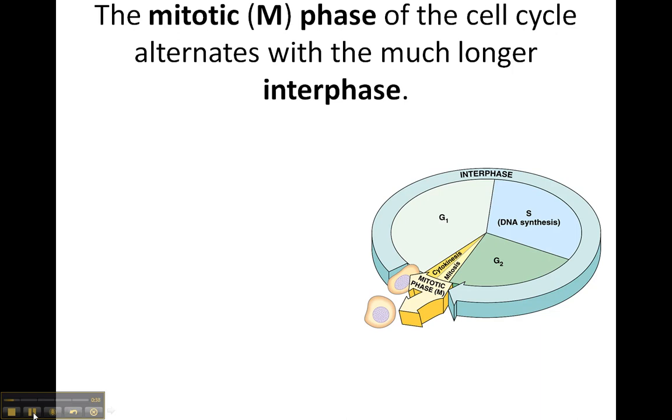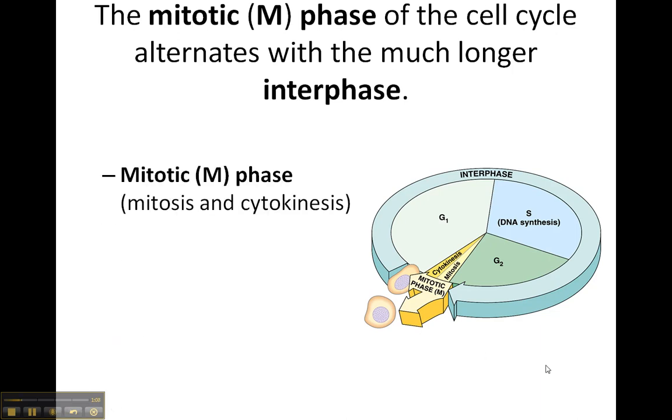So, let's start with the fact that the mitotic phase of the cell cycle is alternating with the longer interphase. In your lab yesterday, you found out that interphase was the majority of the time that was spent in the cell cycle. But let's get a little bit more detailed today and look actually at what happens in each part of mitosis.